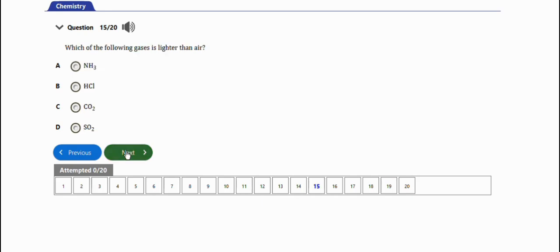Next question will be this one. It says which of the following gases is lighter than air? I think we have answered it already. It is ammonia, option A. The next question will be this one.